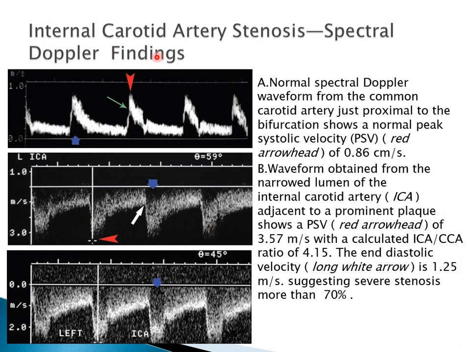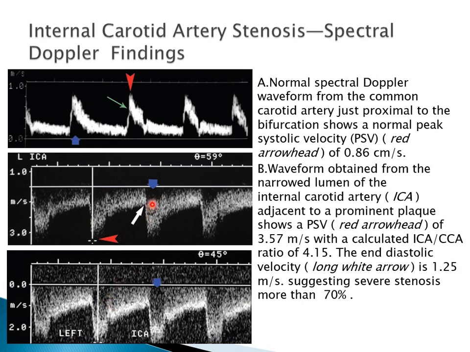This is internal carotid stenosis. This is the normal pattern. We have the clear window here, with systolic and diastolic flow. Here the image is inverted, but if you look at the scale, the velocity is 300, so it is more than 70%, above 230. And we have spectral broadening here.